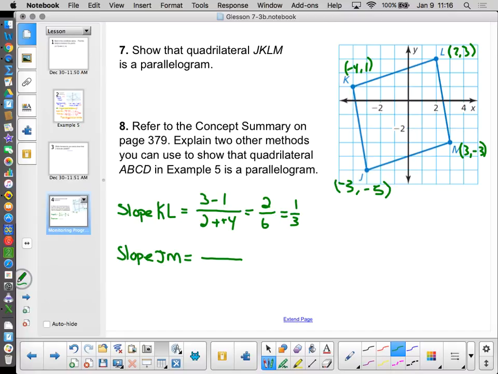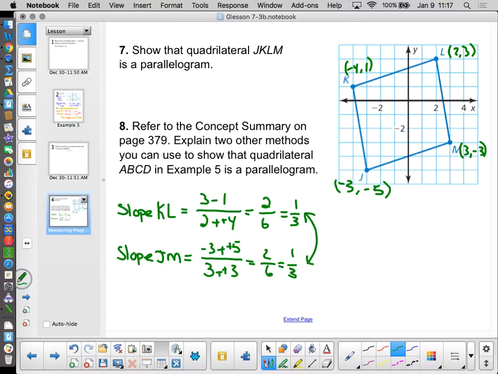So negative 3 minus negative 5, y minus y, over 3 minus negative 3, x minus x. Negative 3 minus negative 5 is 2, and 3 minus negative 3 is 6, so that's 1/3.